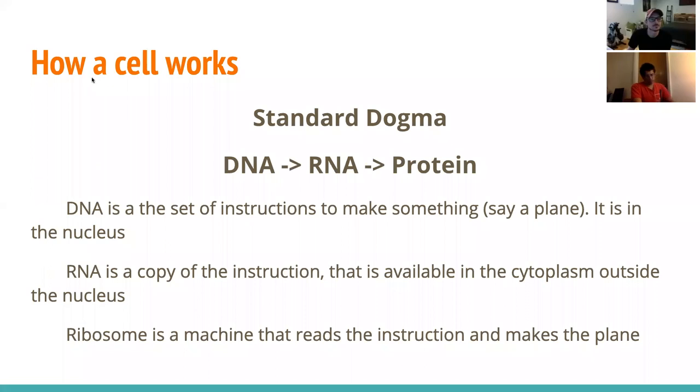Those of you who have some biology background would know this, but otherwise, this is how a cell works. A cell has a DNA, which is the genetic material, which codes for what the cell makes. And the DNA is inside the nucleus. And the DNA is transcribed into something called RNA, which is the set of instructions. That RNA goes outside of the nucleus to the cytoplasm, which is the region outside the nucleus in the cell. And there it is converted to a protein by a machine called the ribosome. So the DNA is a set of instructions to make something, say a plane, and the RNA is a copy of the instruction, and the ribosome is the machine that reads the instruction. So this is how the cells in our body work.